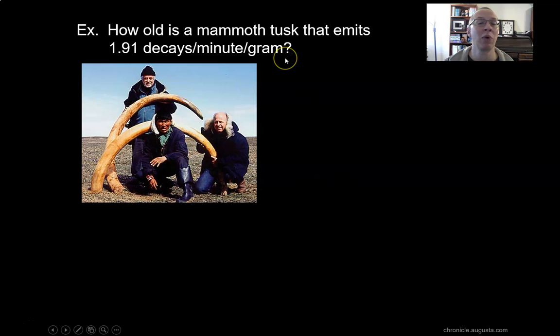First off was to find out, well, how old was this mammoth? And so this is the decay rate approximately that they were seeing in the carbon-14 samples that they had. So let's go ahead and figure out how old is this mammoth tusk pair.